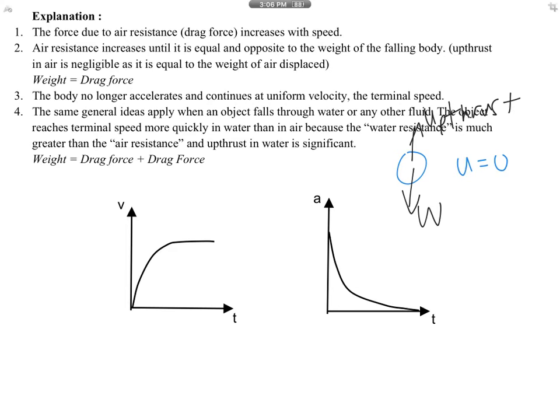Now, why is upthrust in air negligible? Remember Archimedes' principle? Archimedes said that the magnitude of the upthrust is equivalent to the weight of fluid displaced. So when we are in air, we have an upthrust due to the air, but the magnitude of the upthrust is equivalent to the weight of the air displaced by our body.